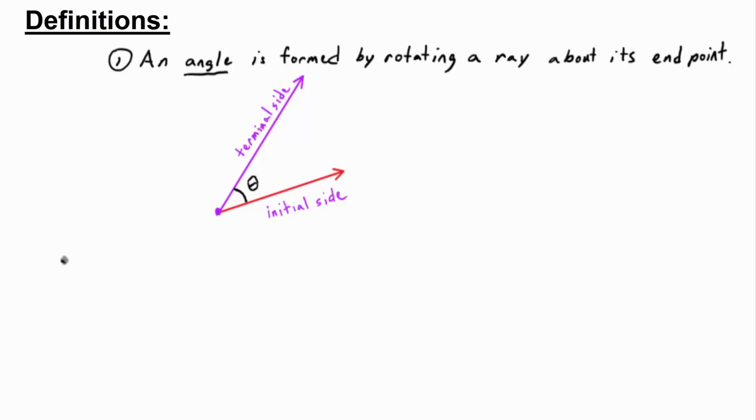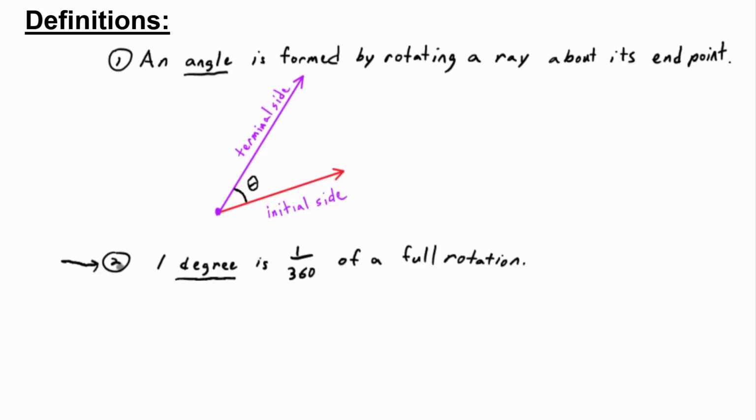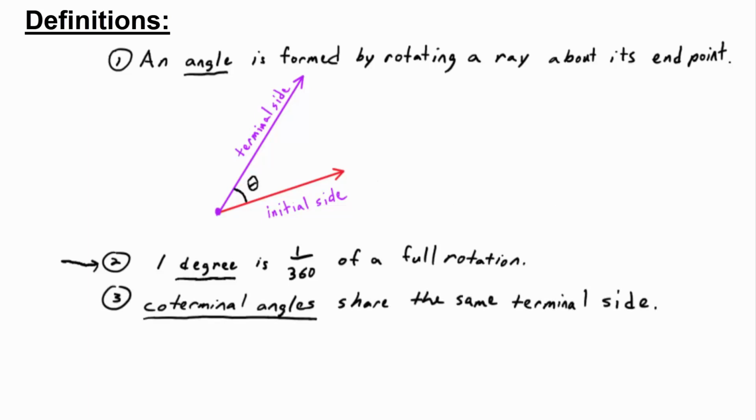And then for some reason, 1 degree is 1/360th of a full rotation. So 1 degree is 1/360th of one full rotation. If you took that initial side, made a copy of it, and rotated it all the way around, that would be 360 degrees. Okay, and then the idea of coterminal angles. Coterminal angles are angles that share the same terminal side. They're not the same measure, but they share the same terminal side.